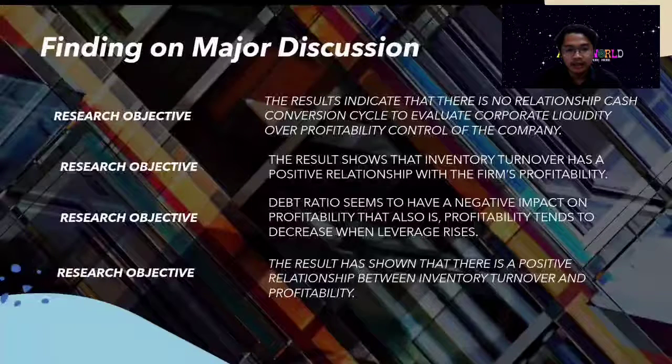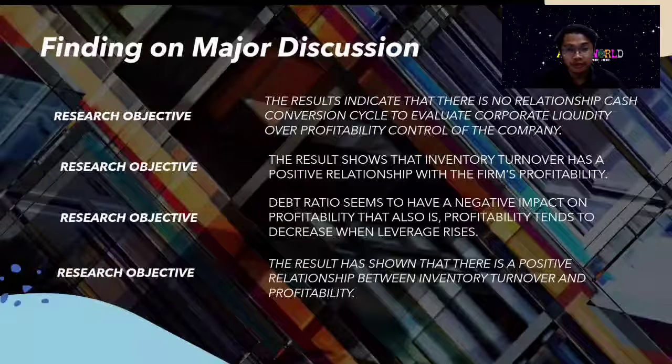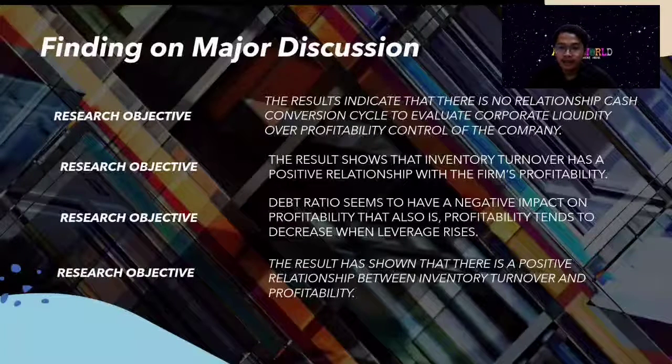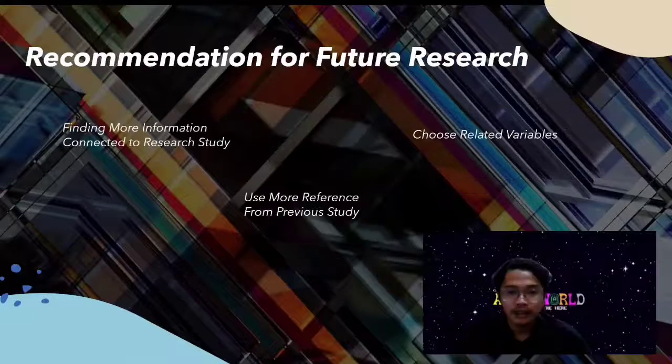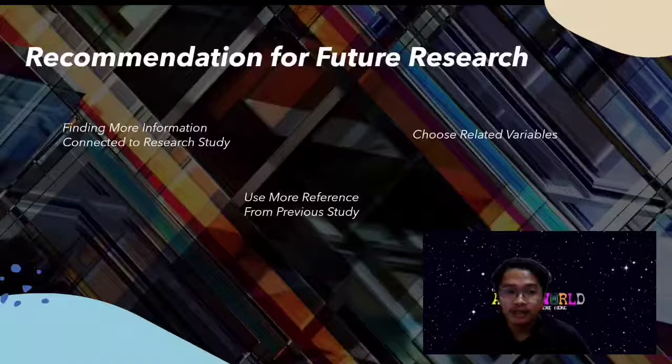Finally, research objective 4 shows the result that there is a positive relationship between inventory turnover and profitability, which is the correlation or link between profitability factors and inventory turnover variables is positive or directly proportional to the amount of weak relationships. Next, we move to the next part, which is the recommendation for future research.